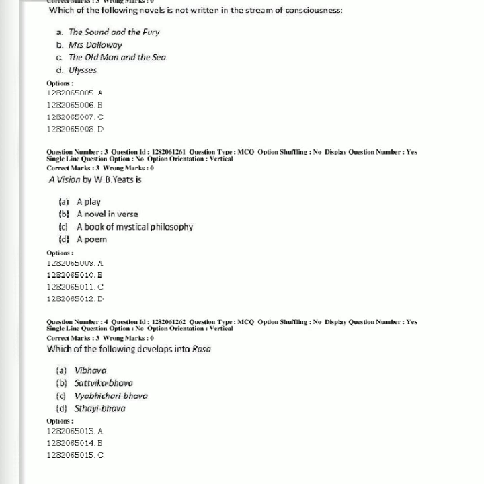Which of the following develops into rasa? Again, they want you to have understood a concept well. They want you to have understood the rasa theory well. And this is something that you are required to do when you appear for any exam. So if you have studied the rasa theory well and understood it well, you know that vibhava is what develops into rasa. I'm not going to explain the entire theory here, but I'm surely going to make a video on the rasa theory very soon.